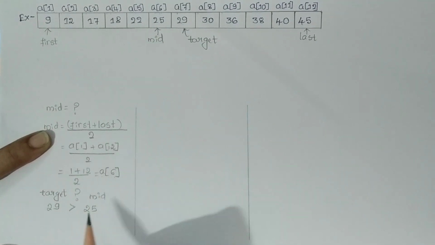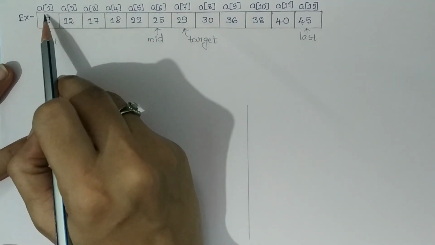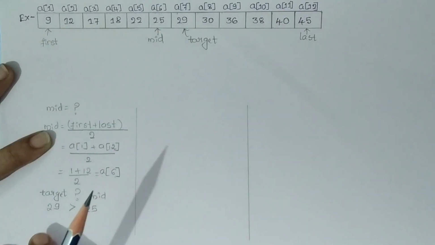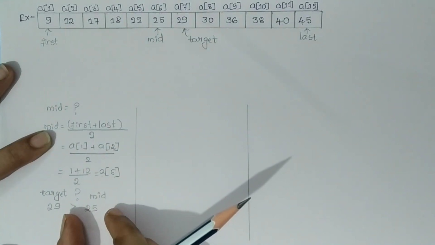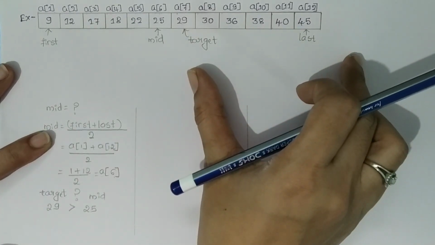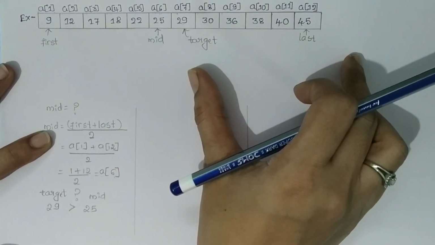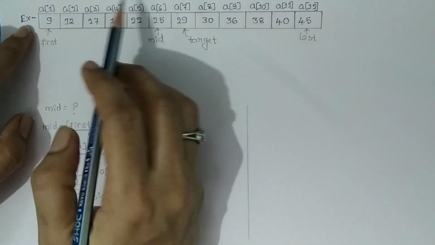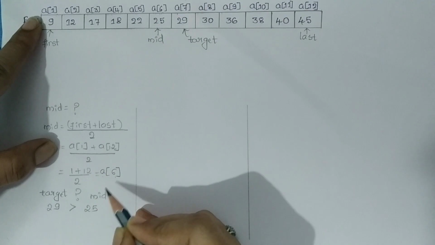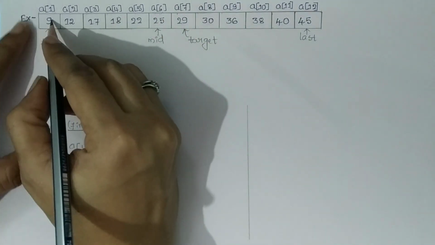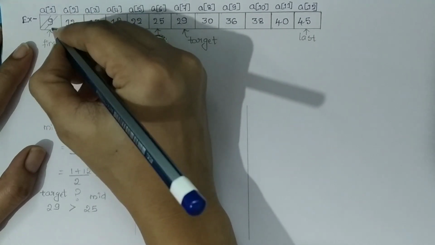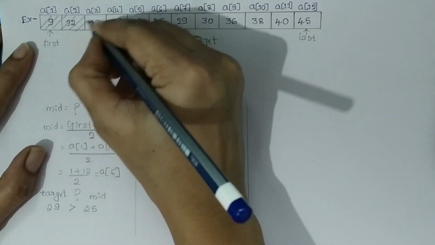It means from A of 1 we have to eliminate the first part of the list. Target value is not present in the first part of the list. It is present in the second half of the list. So we have to eliminate up to where? Array of 1 to array of 6. Mid value is 6. A of 1 to A of 6. I will eliminate this first part of the list.